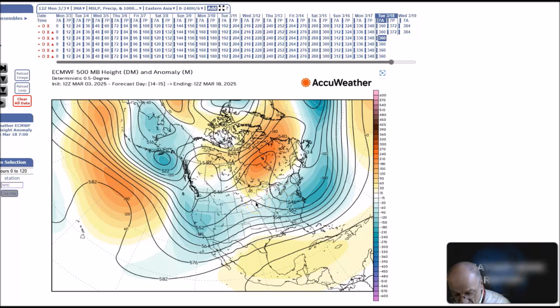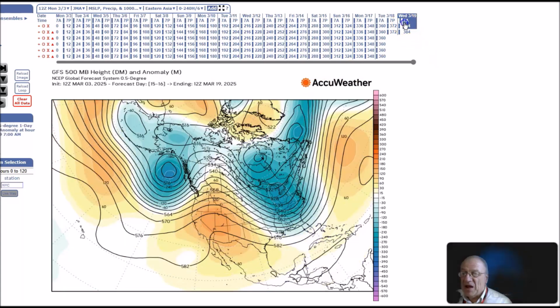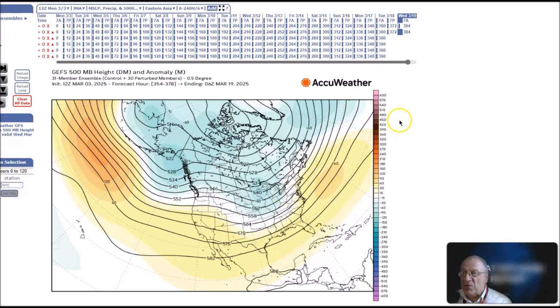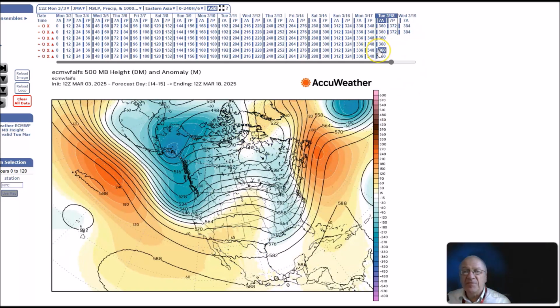And the ensembles depict below normal heights. Now we'll look at the GFS ensembles, below normal heights across much of the country's zonal flow. The GFS and its ensembles have a ridge-trough configuration, although the operational GFS has a more pronounced, more amplified ridge-trough configuration. And we look at the AI, which builds a ridge along the East Coast.